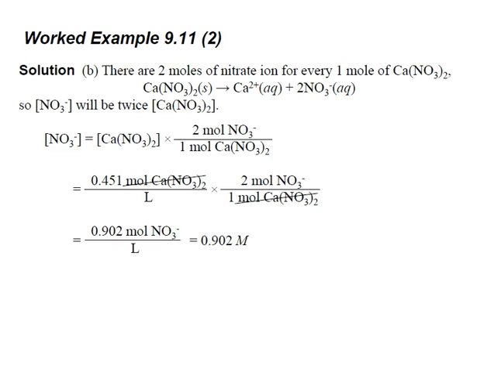For part B, there's 2 moles of nitrate in every 1 mole of calcium nitrate. And here's the formula. I won't go through it again like we did for part A. So then that would mean that there's twice as much. So nitrate will be twice the concentration of the calcium nitrate. So we take 0.451 and just multiply by 2.